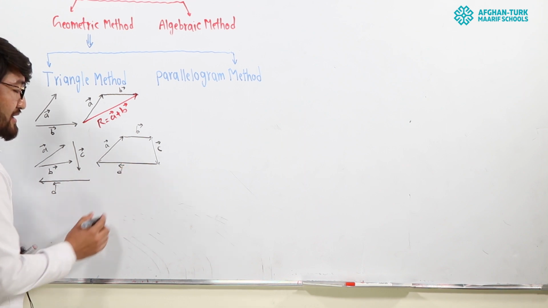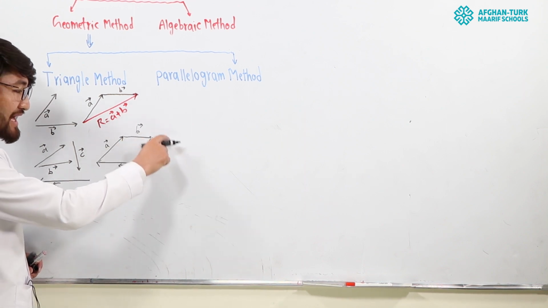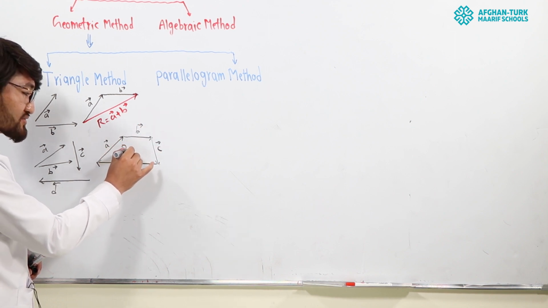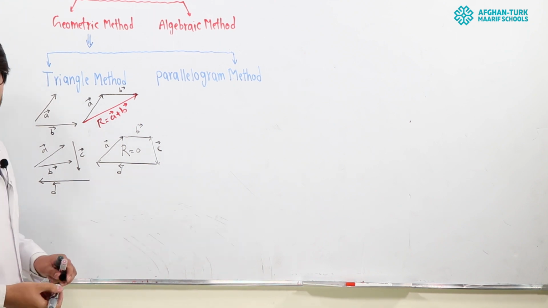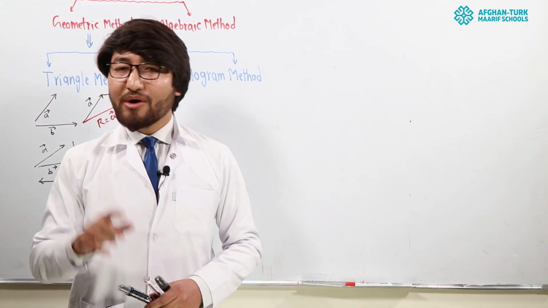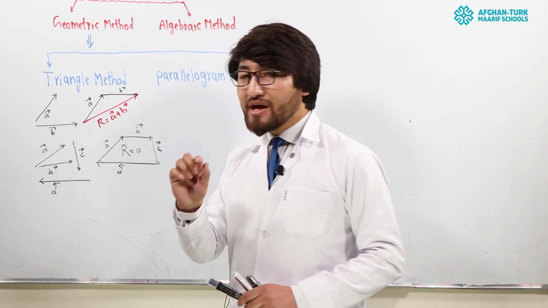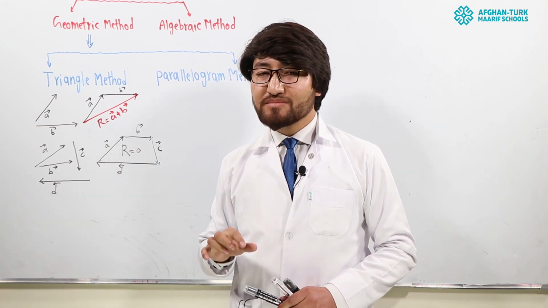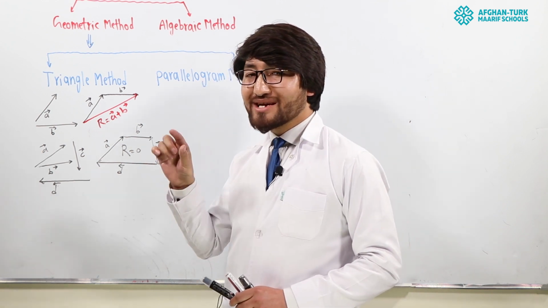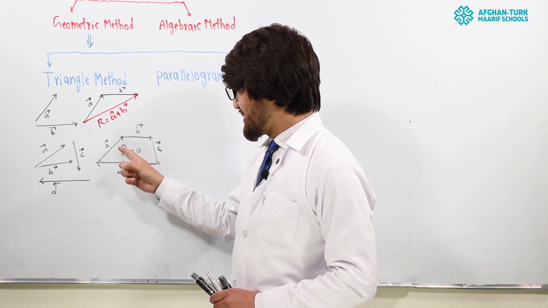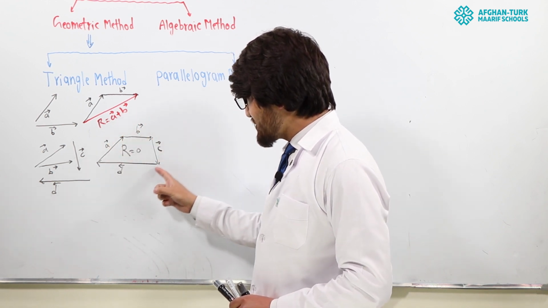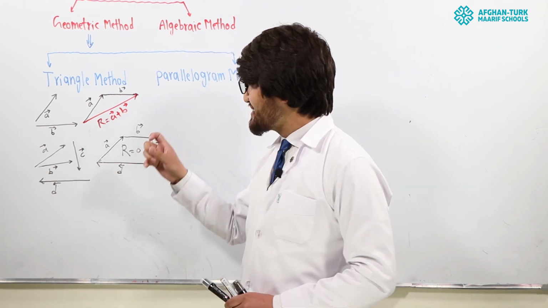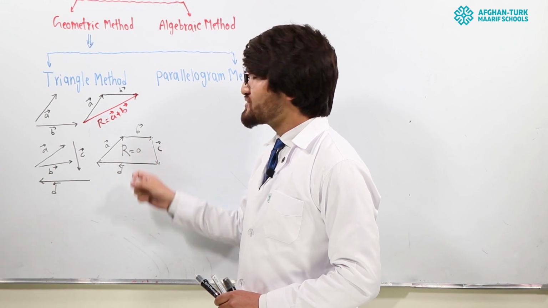This is vector D. Now you see that here we have a closed shape. It means the resultant of the vectors is 0. Remember this point: if the vectors make a closed shape, the resulting vector is 0. You can see these vectors make a closed shape, so the resultant of these vectors is 0.